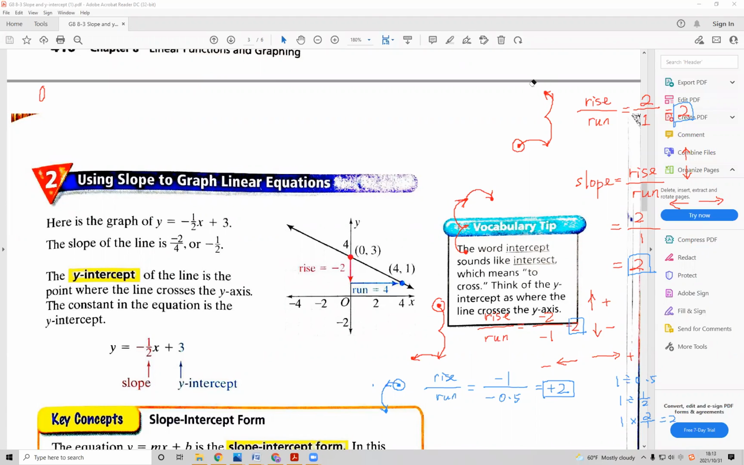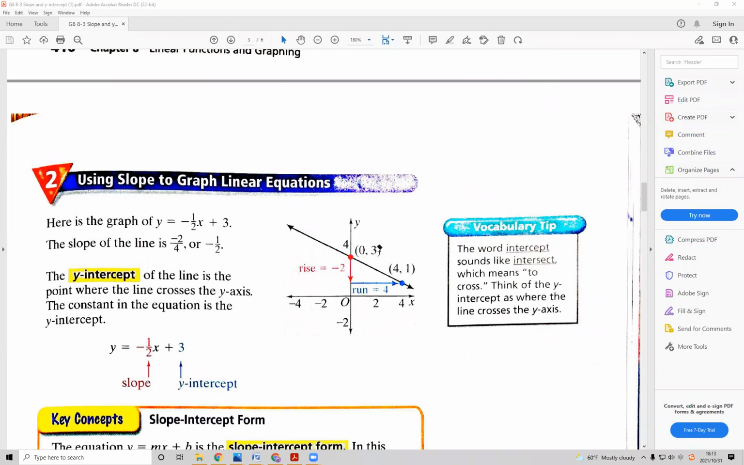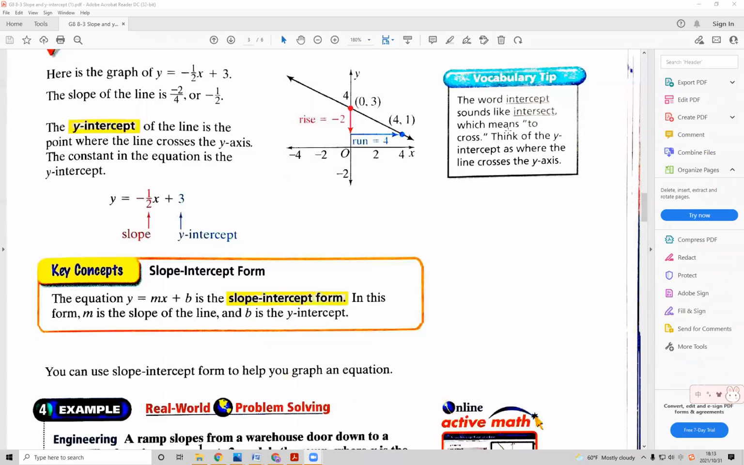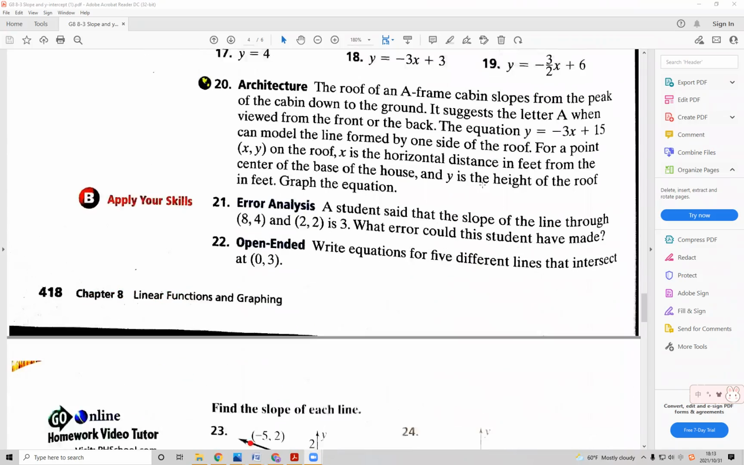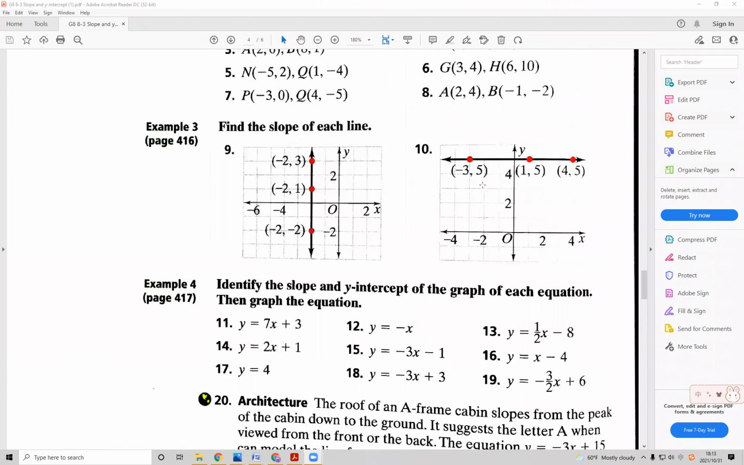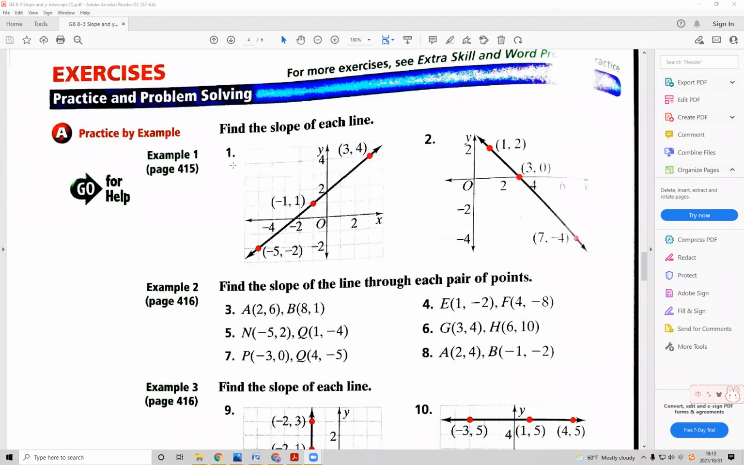Okay, let me see if I can clear all drawings. Yeah, clear all drawings. Okay, I cleared all the drawings. So when you practice, you can come to page 418 and do number 1, number 2, and practice.